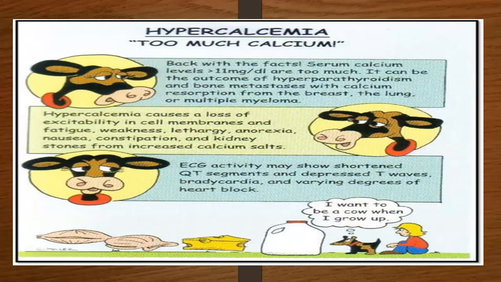So what does that do to the EKG? So your ECG activity may show shortened QT segments and depressed T waves, bradycardia, and varying degrees of heart block. And here the little dog says he wants to be a cow when he grows up.